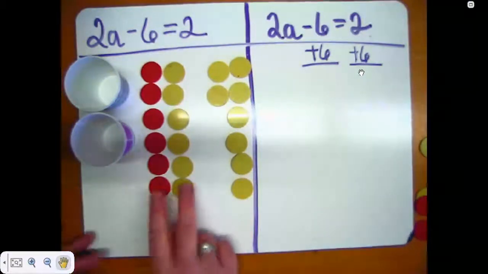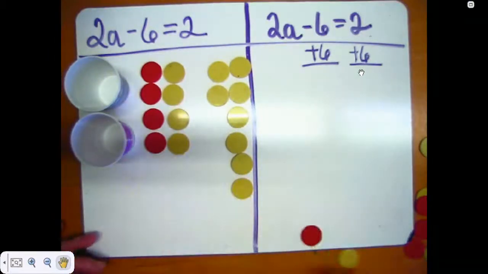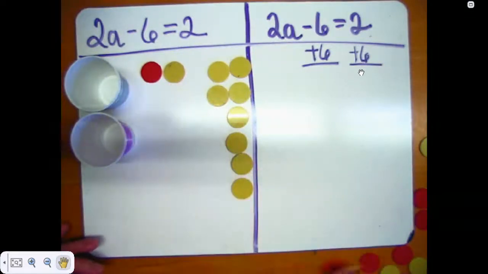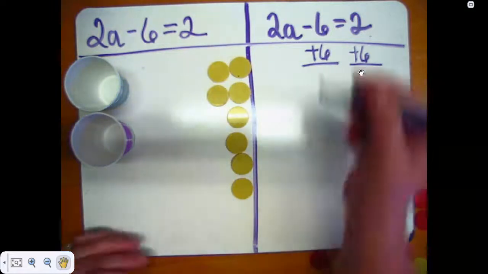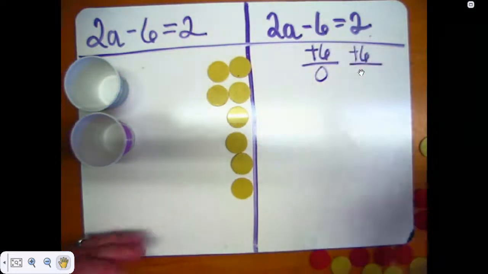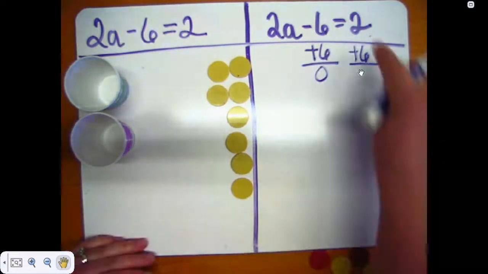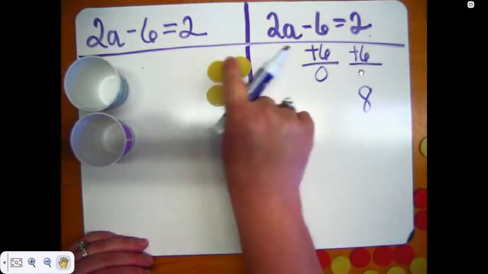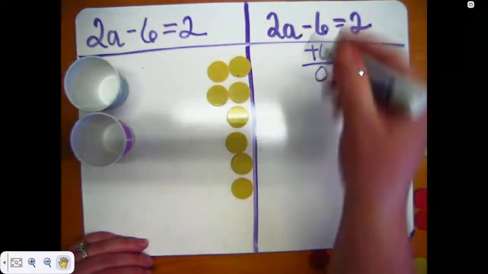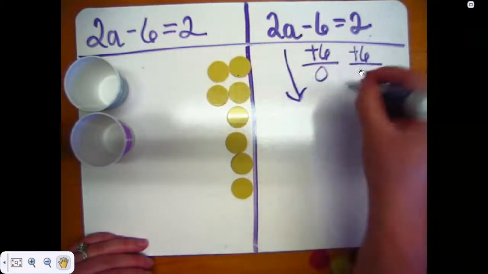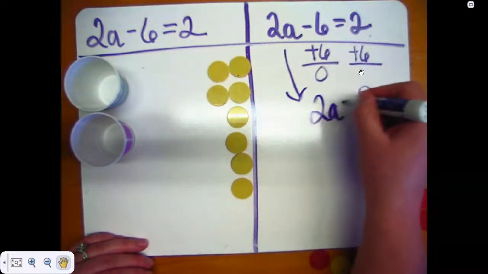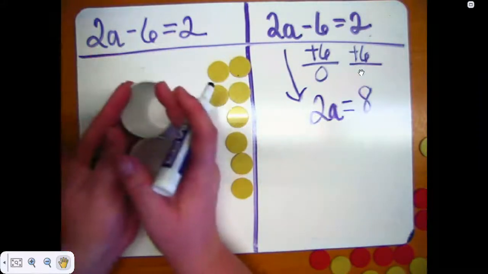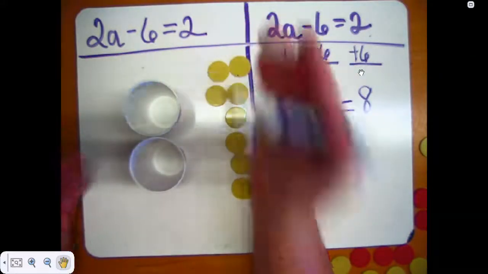Now, these would equal 0 because they are 0 pairs. So this one equals 0, so it'll go away. And then 2 plus positive 6 is positive 8, which is what I have here. And then I'm going to bring down my 2a equals 8. So now I'm left with 2a equals 8 over here.